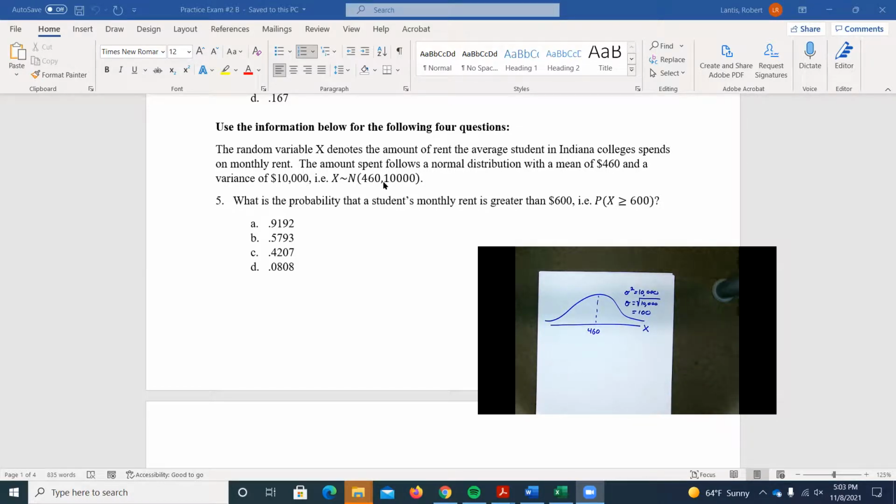Any questions on that? That should be fairly straight. I mean, we've got a normally distributed variable. We know the mean. We know the variance. We could determine what the standard deviation is. I then say, okay, what's the probability that I see rent be above 600?